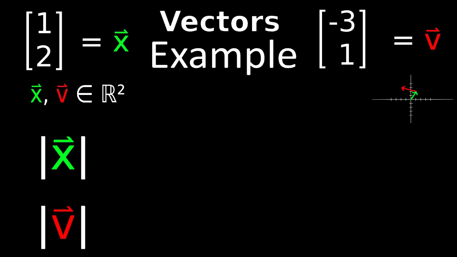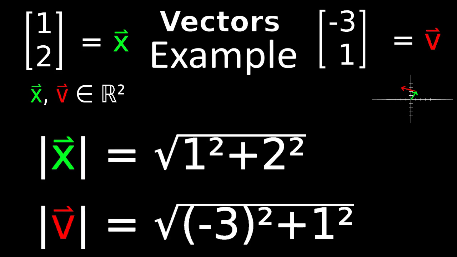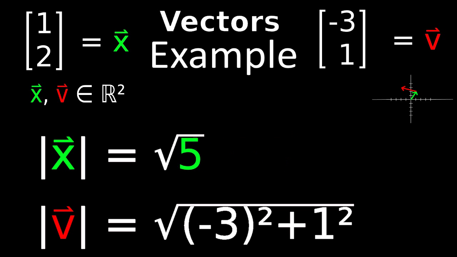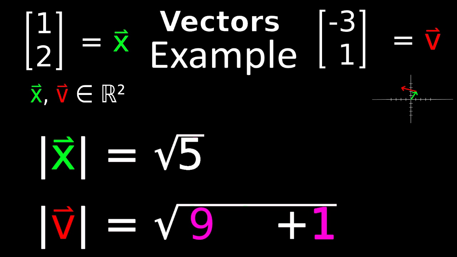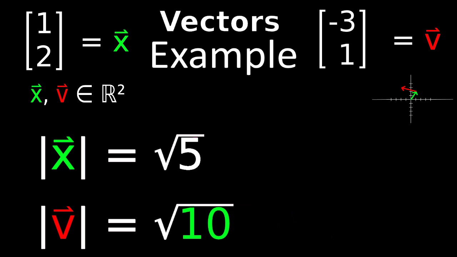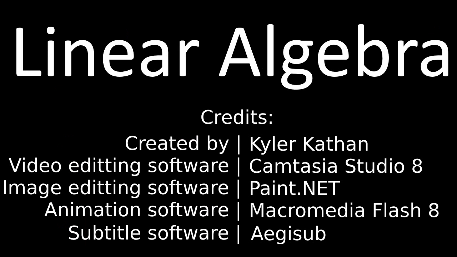Next, let's find the magnitude of x and v. To find the magnitude, we take each component, square it, add them up, and take the square root. For our x vector, 1 squared is 1, 2 squared is 4, 4 plus 1 is 5, and so the magnitude of x is the square root of 5. For our v vector, -3 squared is 9, 1 squared is 1, 9 plus 1 is 10, so the magnitude of v equals the square root of 10.